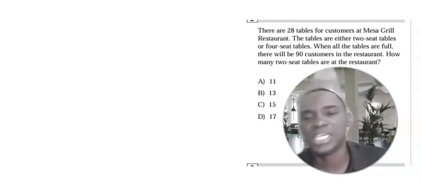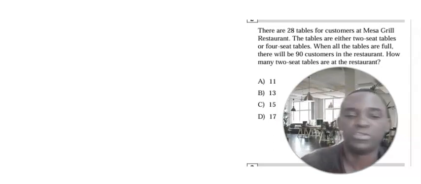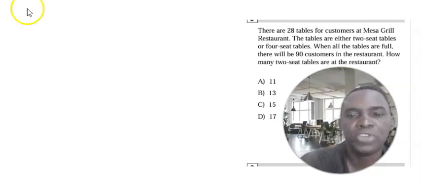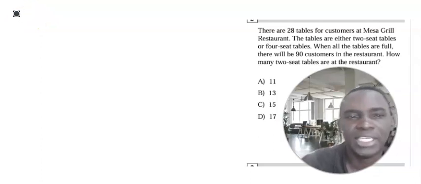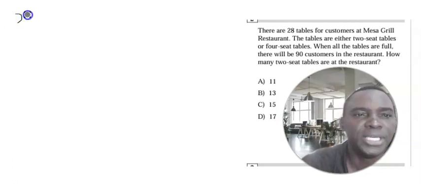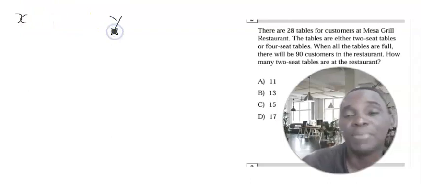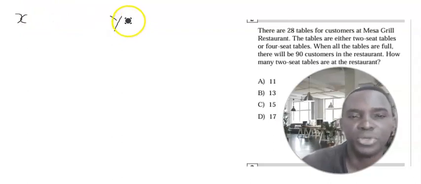Okay, so this question will lead us to a set of linear simultaneous equations. Are we there? So what we are going to do is to represent the variables. Let's say the two-seat variable should be x. So the two-seat variable is x, and the four-seat variable should be y. Do you understand? So this is the two-seat variable, and this is the four-seat variable.